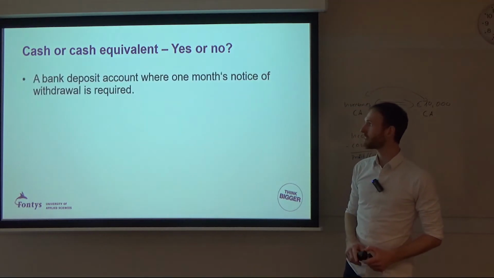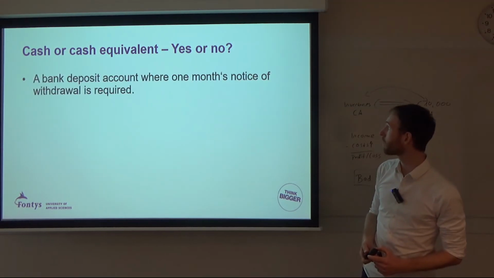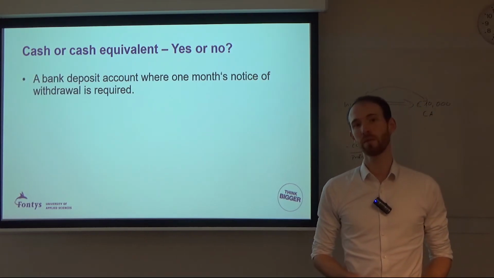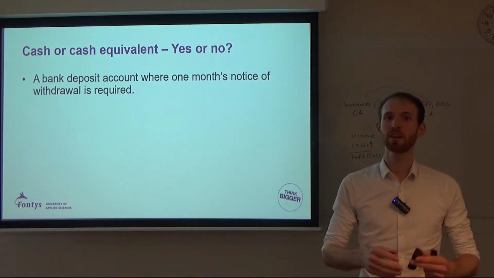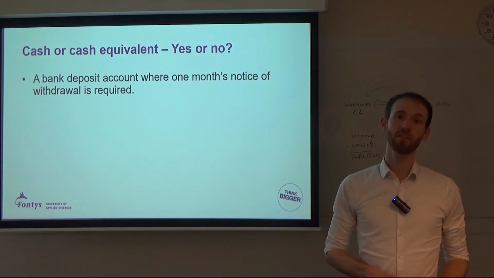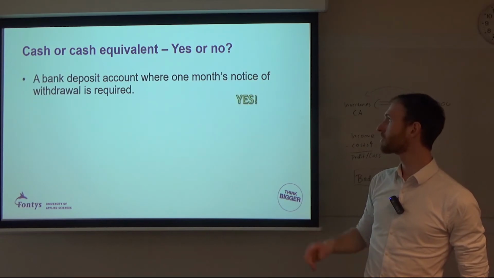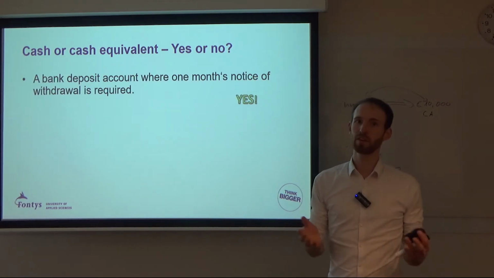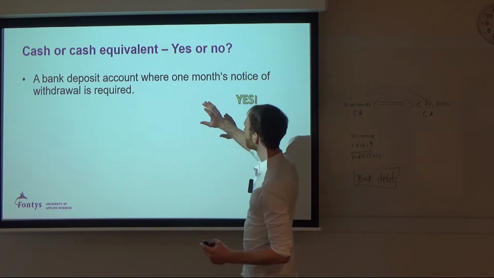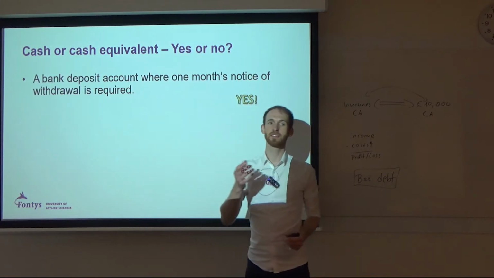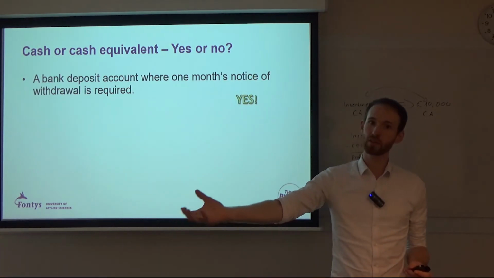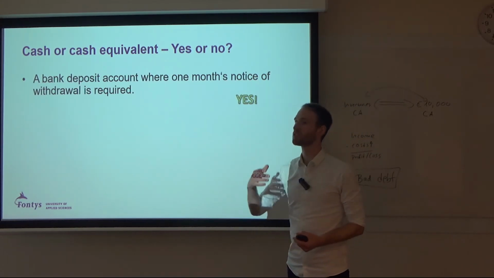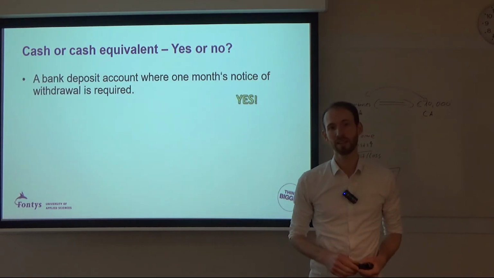So yes or no? Let's say the first example, a bank deposit account where 1 month notice of withdrawal is required. So you have to tell them 1 month upfront, I need the money, and then you get the money. Is this a cash equivalent or not? Yes, it would be a cash equivalent, because a month is still a very short-term period. It's quite secure that if you put 100 euros on there, you can withdraw 100 euros again. And it's quite easy. You just tell them, I need the money, and then a month later you get the money.